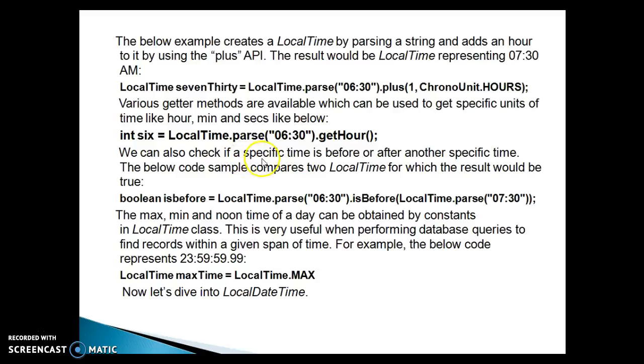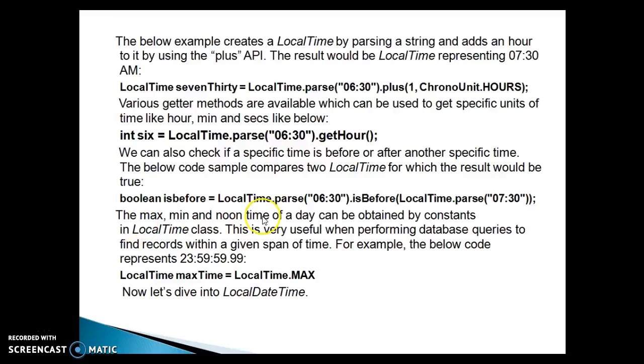We can also check if a specific time is before or after another specific time. The below code sample compares two local times for which the result would be true. Here we have created a local time by using the parse method, passing 6:30, and saying that it is before LocalTime.parse 7:30. So definitely this is going to return true because 6:30 comes before 7:30.